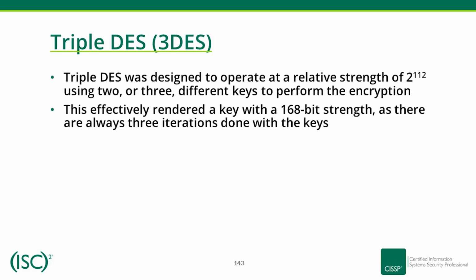Triple DES, 3DES. Triple DES was designed to operate at a relative strength of 2^112 using 2, or 3, different keys to perform the encryption. This effectively rendered a key with a 168-bit strength, as there are always 3 iterations done with the keys.